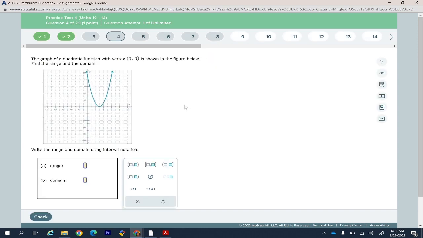Number 4, the graph of a quadratic function with the vertex 3, 0 is given here. The range always starts from the minimum value and goes up to infinity if it's concave up. In this case, it's concave up, so use a closed bracket on the left, starts at 0. You see the y value is 0 and it's going up to infinity. The domain is all real numbers, because domain means the x values. It's going from -infinity to +infinity.